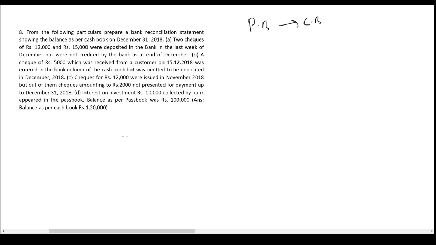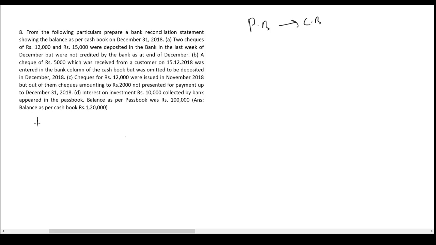Checks for rupees 12,000 were issued in November 2018, but out of them checks amounting to rupees 2,000 were not presented for payment up to December 31st, 2018. That means some checks were issued in the month of November. Out of them, some checks have not been presented till date for payment. Interest on investment rupees 10,000 collected by the bank appeared in the passbook. That means it has not been recorded in the cash book. Balance as per passbook was rupees 1 lakh and we are given the answer as balance as per cash book of 1,20,000. Let us start preparing the bank reconciliation statement.